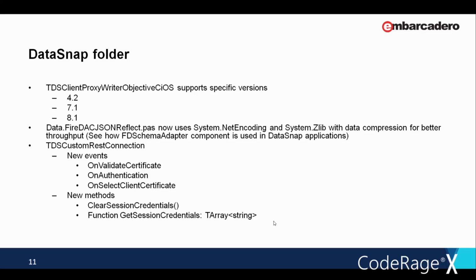The FireDAC JSON reflect unit now uses System.NetEncoding and System.ZLib with data compression for better throughput. If you want to see how that works, you can look at an FDSchemaAdapter component with a DataSnap application.